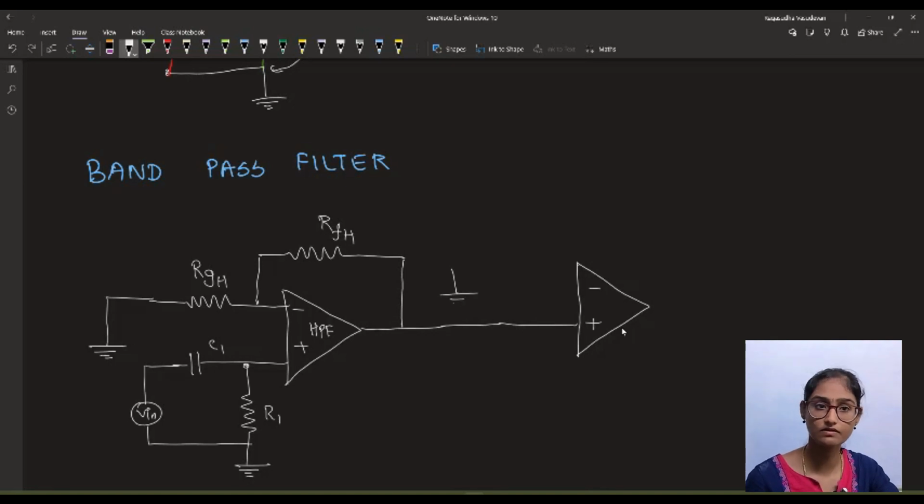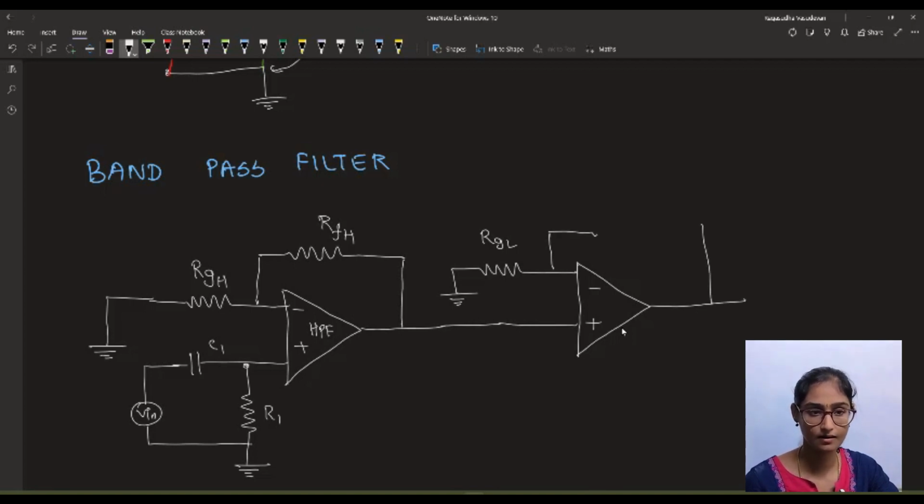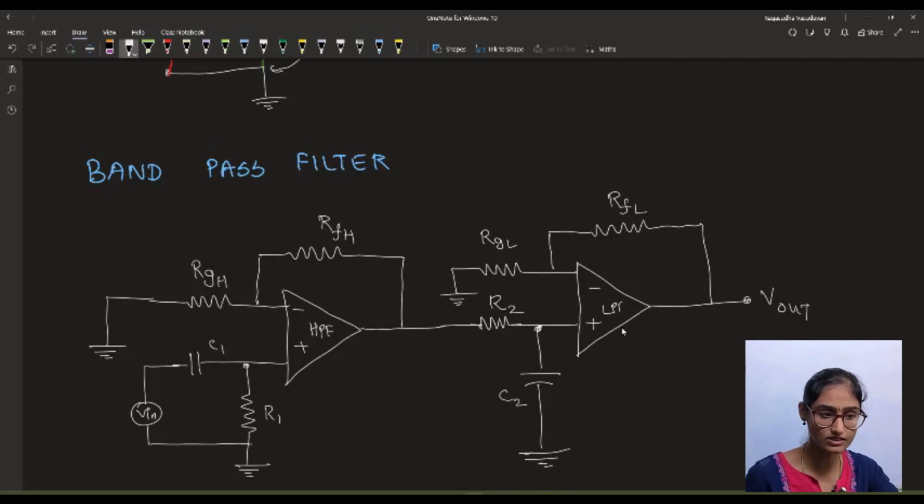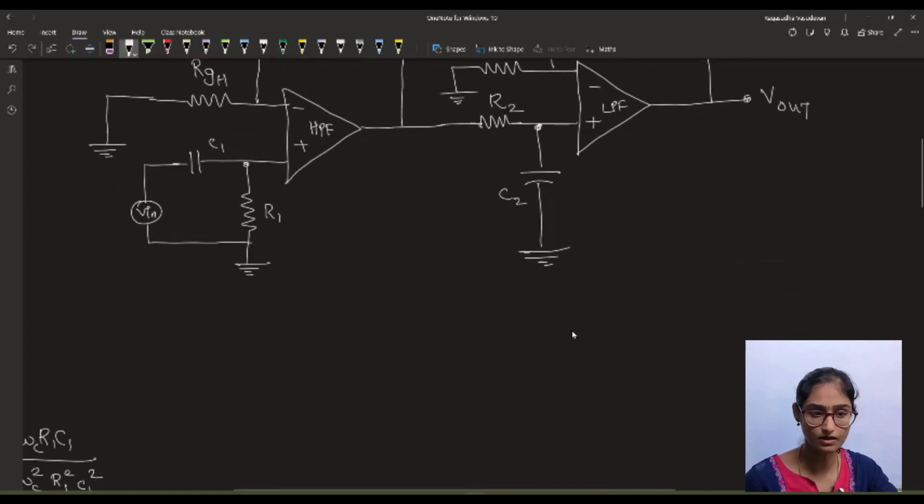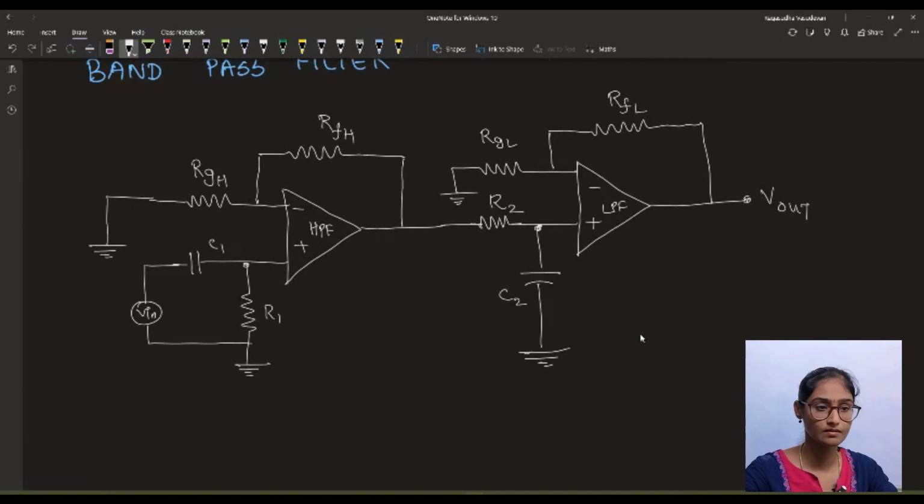The inverting terminal, what will we connect? You all know. It's going to be one series resistance RGL, because this is a low pass filter. I am just denoting it by a subscript L, and this is RFL. So to this we will have a resistance which is called R2, and this capacitance is called C2, right? Sounds simple?